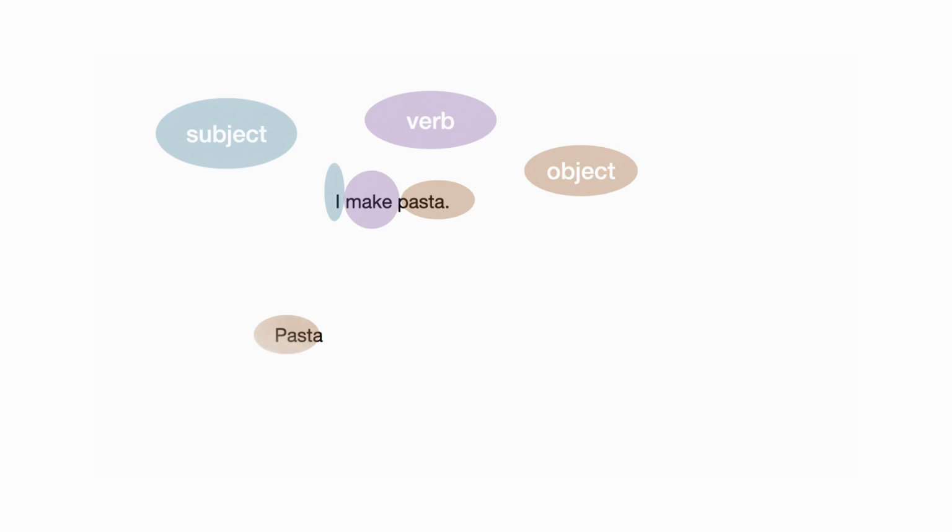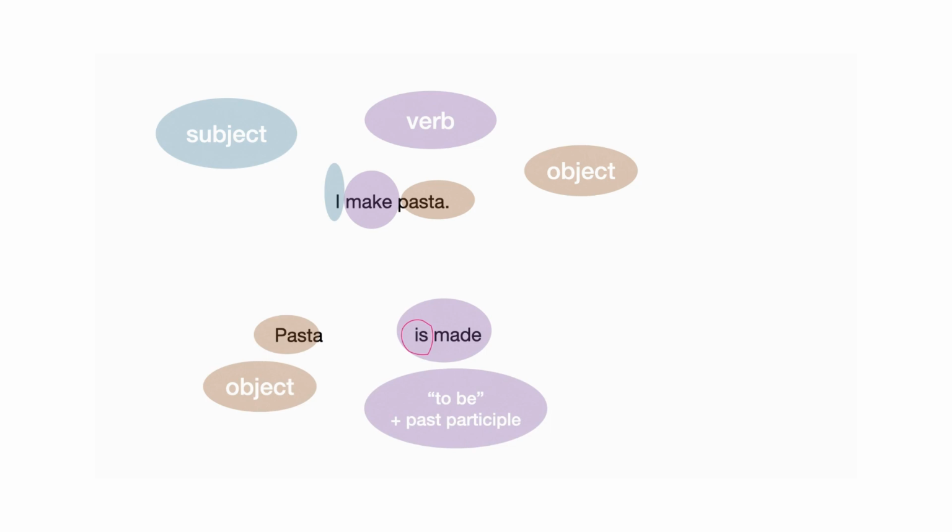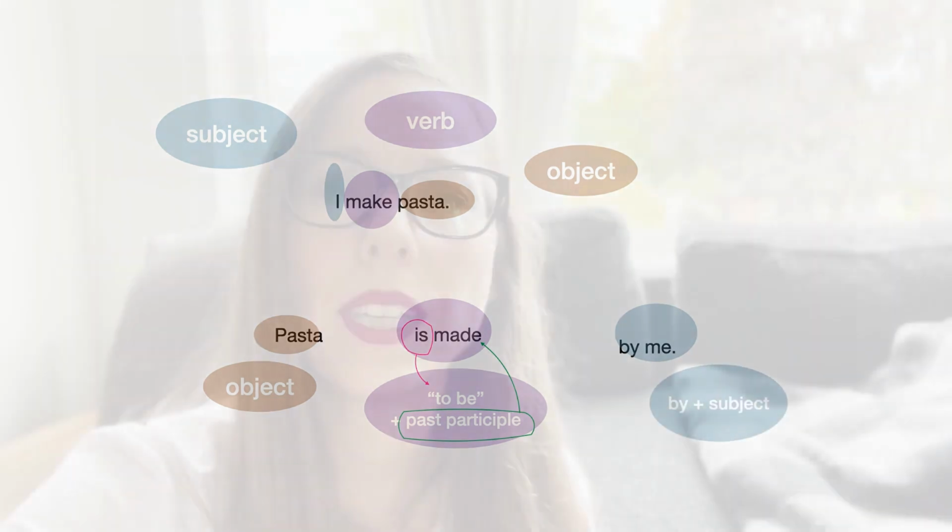Now we're doing a little switcheroo, turning this active voice sentence into a passive voice sentence, where we're starting with pasta as the object, then the verb is made, where is of course to be, and the past participle of make turning into made. Pasta is made by me, so by plus the subject.